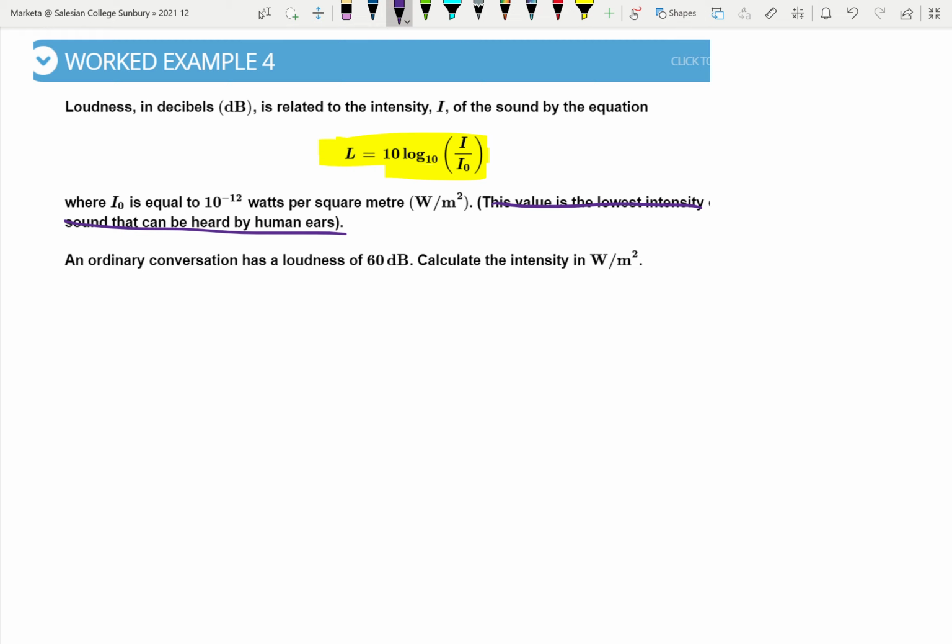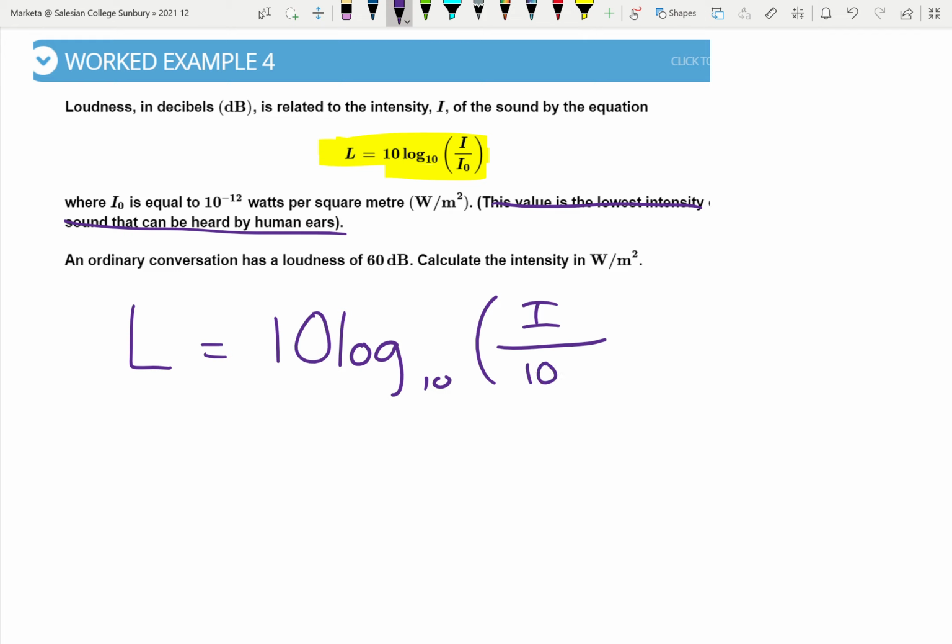All right, so let's see our formula. I'll just rewrite it over here. And look, I might just put the I0 in straight away, which is going to be 10 to the negative 12. And they're saying the loudness of the ordinary conversation is 60 decibels, so I can put that in as well. All right, so now we're trying to solve for intensity. So we're going to have to do some rearranging.